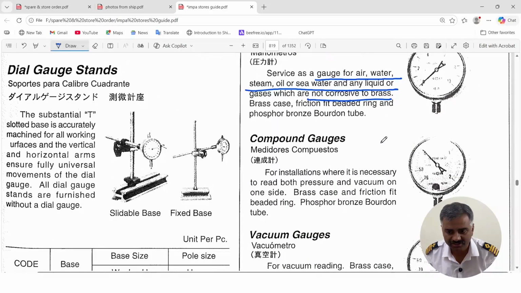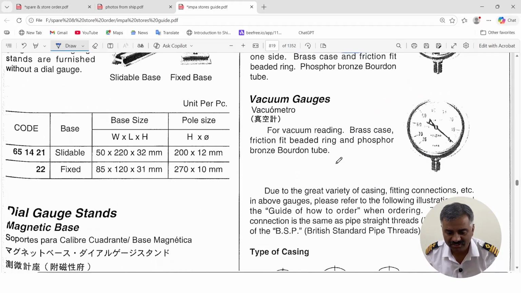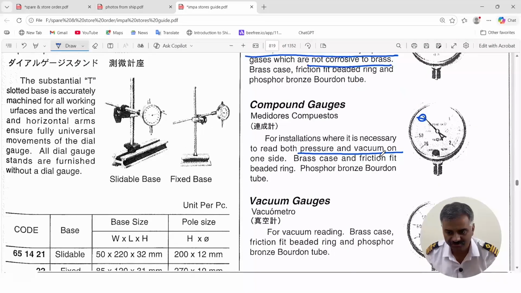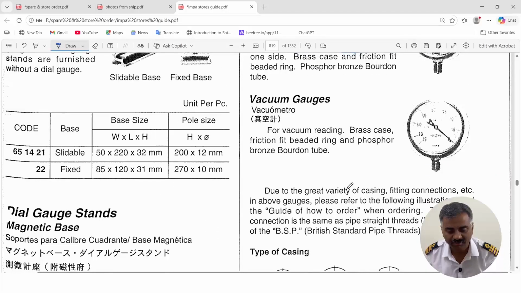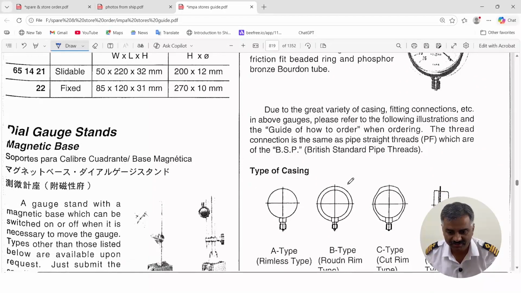Then comes the compound gauge. The compound gauge will have a negative side also, with 0 here. So generally it is used on the suction side, where it will read both pressure and vacuum on one scale. Then there is only a vacuum gauge, which has a negative reading. Generally that is the one we install in your freshwater generator.